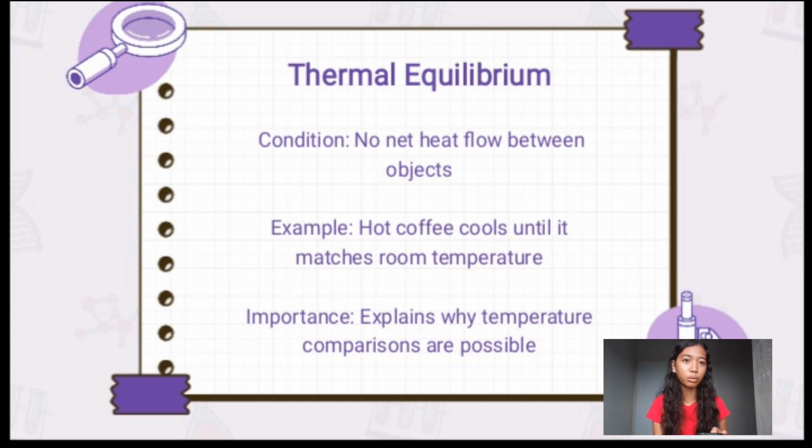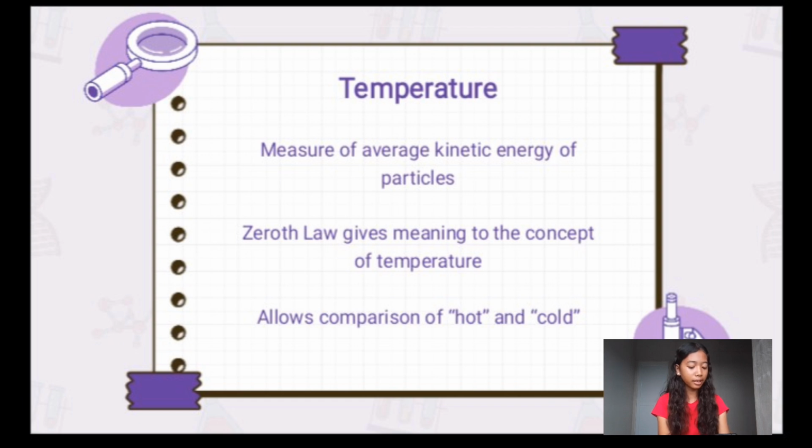So thermal equilibrium. So next is temperature. So temperature, on the other hand, measures the average kinetic energy of particles. The zeroth law gives meaning to this. Kaya if there's no equilibrium, how would we even know what temperature is, right? Temperature basically tells us how much energy something has based on how fast its particles are moving.